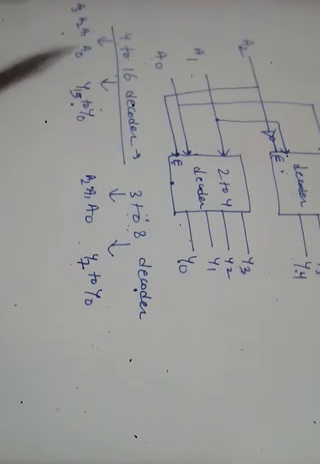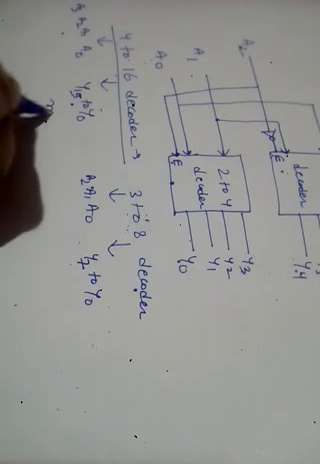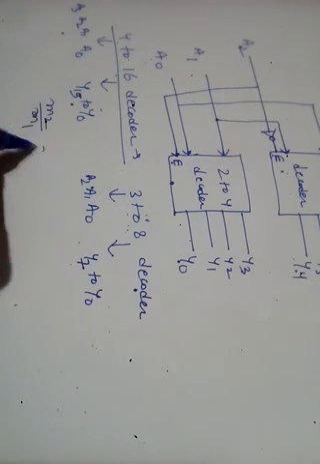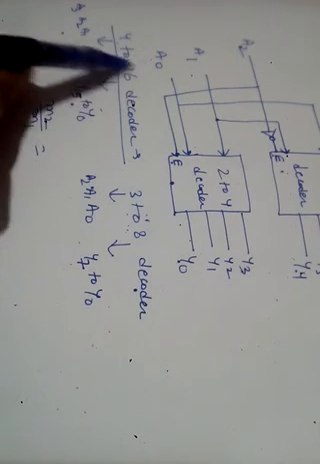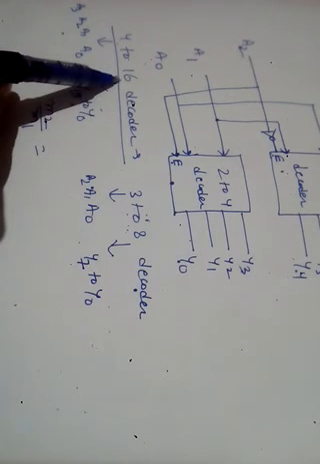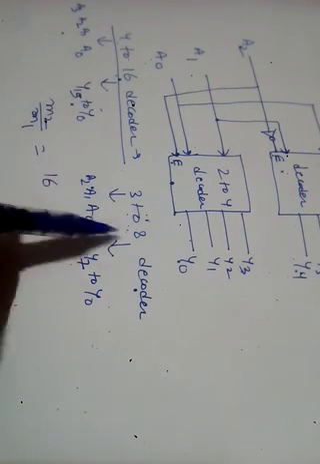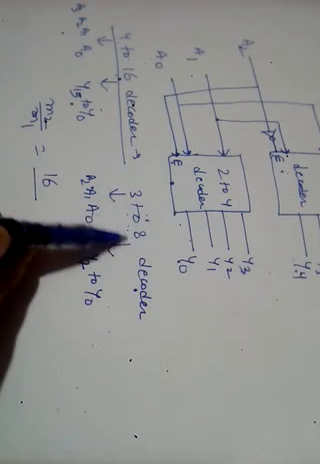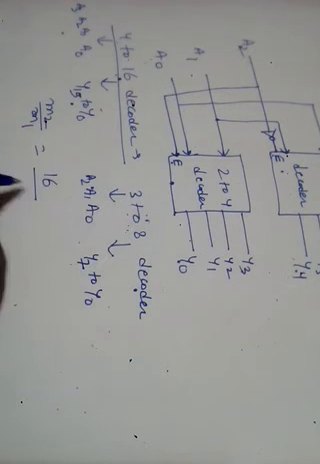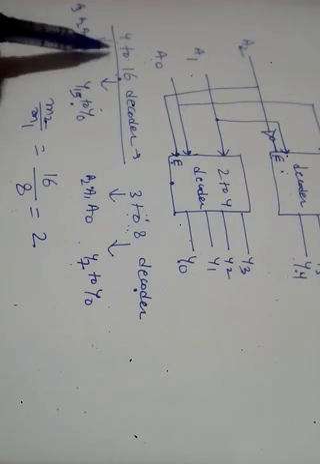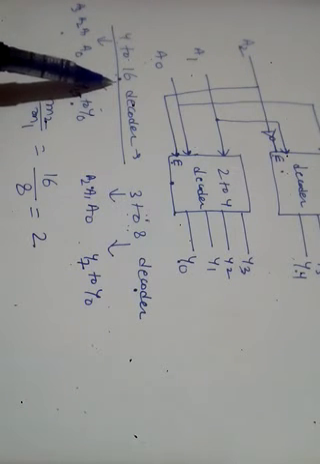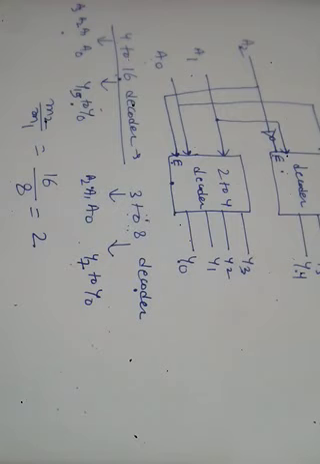Now from the required formula, M2 upon M1, where M2 is the output of the higher order decoder, that is 16, and M1 is the output of the lower order decoder, that is 8, that equals 2. So we need two 3 to 8 decoders to implement a 4 to 16 decoder. So let's check.